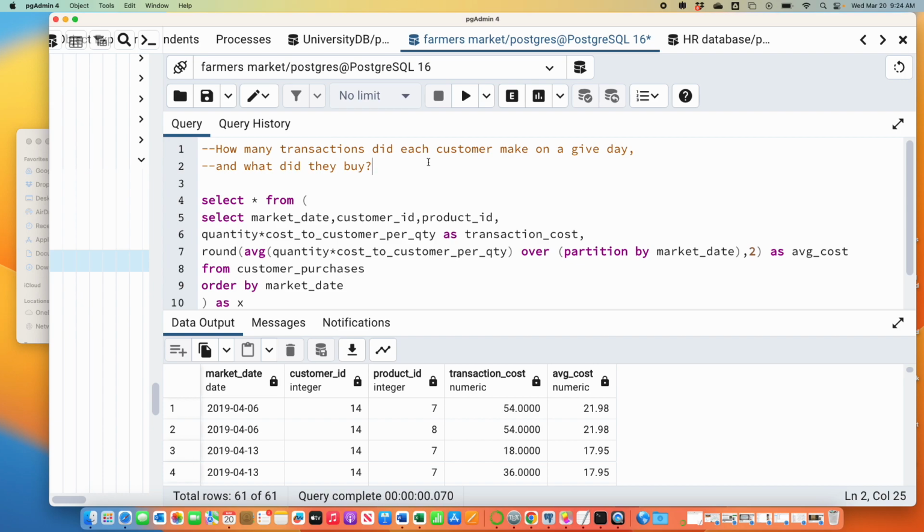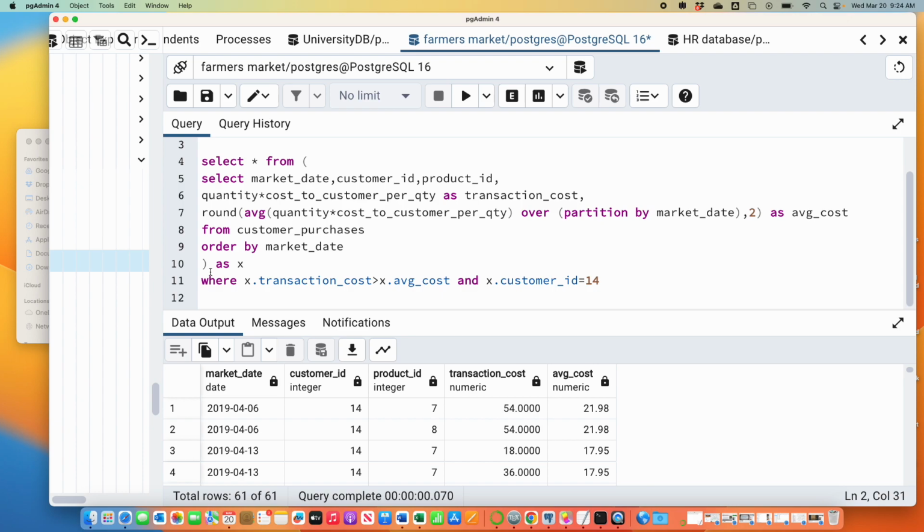Okay, so let's answer this. On a given day, just how many purchases did each customer make? To do that, it might not surprise you, we want to count something, right? Count the number of transactions. Count was something we did in chapter 6. Here we just want to count the transactions, so we're going to count again. I can get rid of this subquery for now. Instead of averaging the transaction cost, we just need to count the number of transactions by customer.